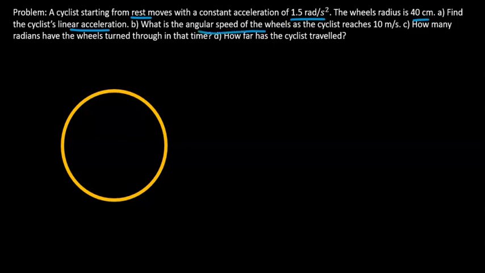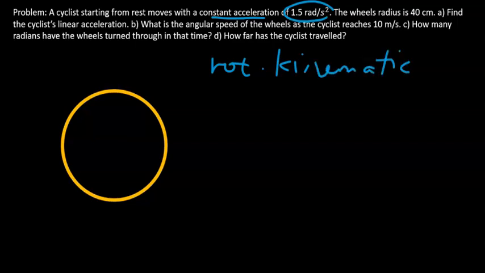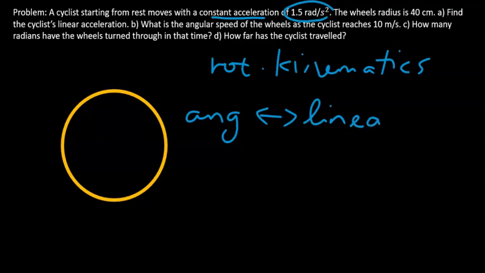What is the angular speed of the wheels as the cyclist reaches 10 meters per second? How many radians have the wheels turned through in that time? And finally, how far has the cyclist traveled? The first thing we notice is that this is a motion with constant angular acceleration, namely 1.5 radian per second squared. So we are dealing with rotational kinematics. Another thing that is being tested here is the relationship between the angular variables and the linear variables.